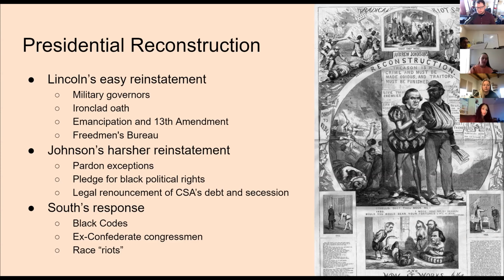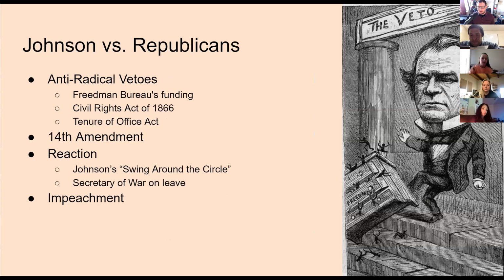So this was quite the blot on presidential Reconstruction. This kind of willy-nilly take an oath, make a pledge, denounce this, that, and the other thing, was clearly not enough when you have black codes being enacted, ex-Confederates being sent to Congress, and these race massacres happening. And so Congress decided to take matters into their own hands.